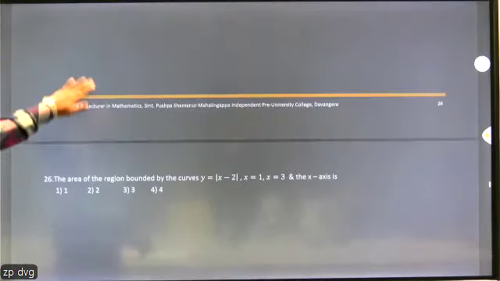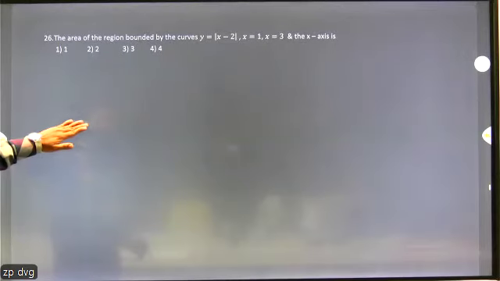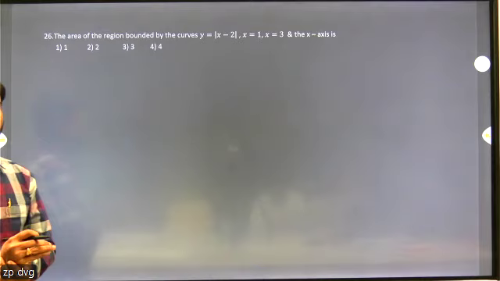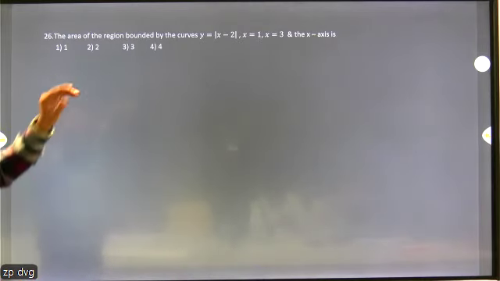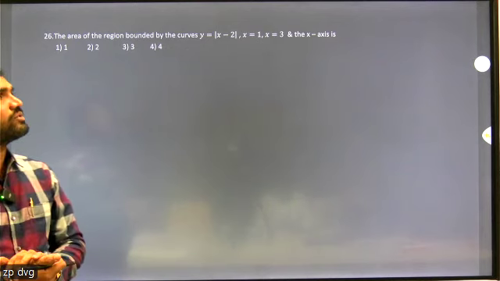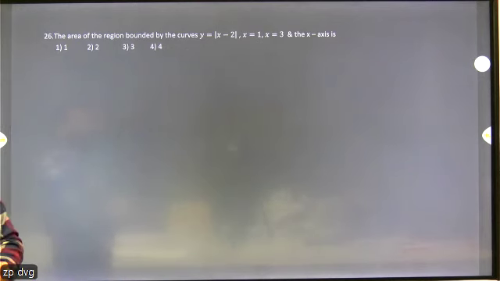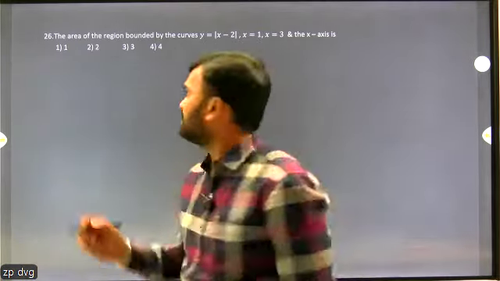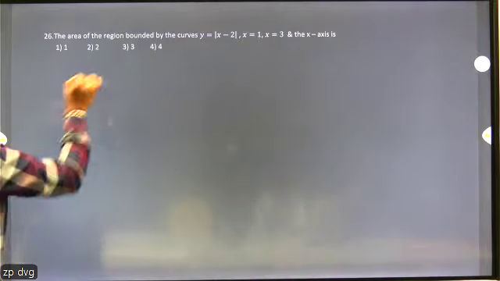We have to go for the next problem. Okay, area of the region bounded by y is equal to modulus of x minus 2, and x is equal to 1, and x is equal to 3 and the x-axis. We know the modulus function. Now the modulus function is always positive.